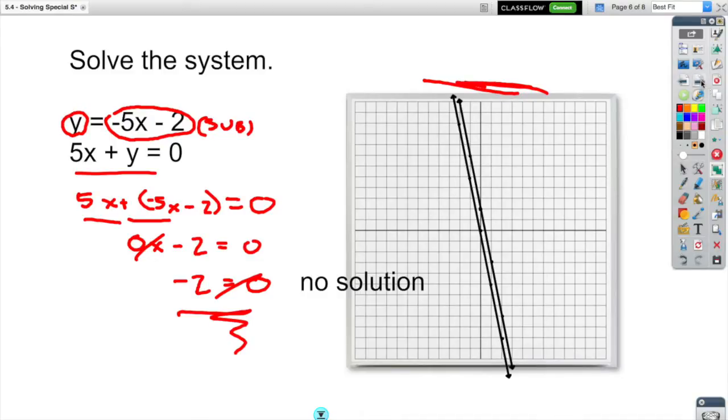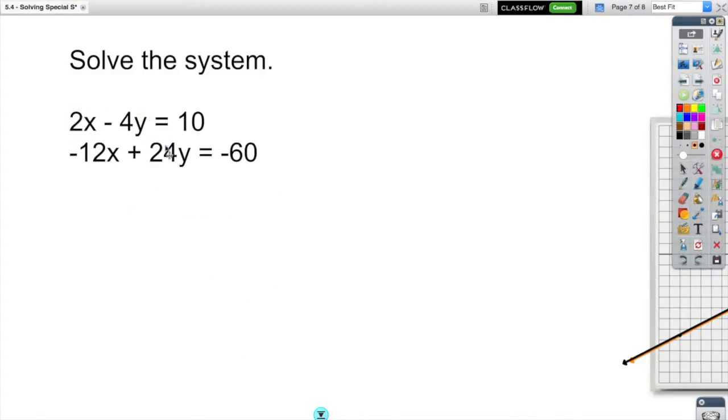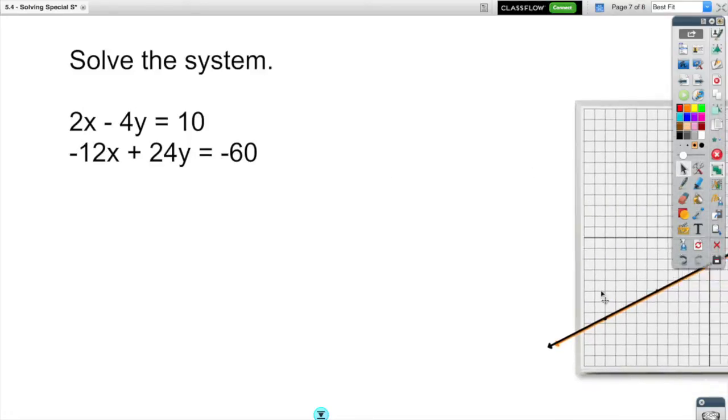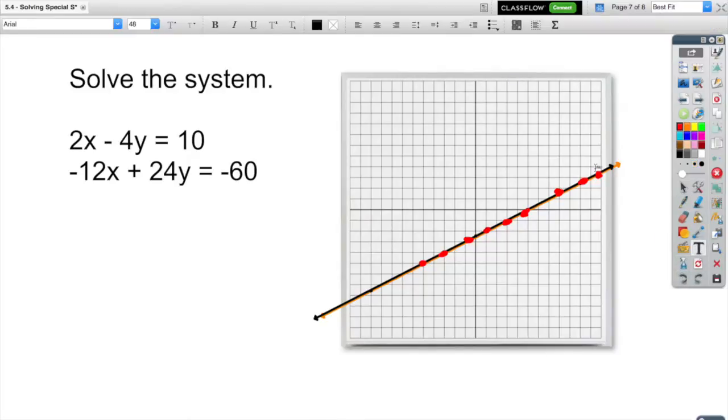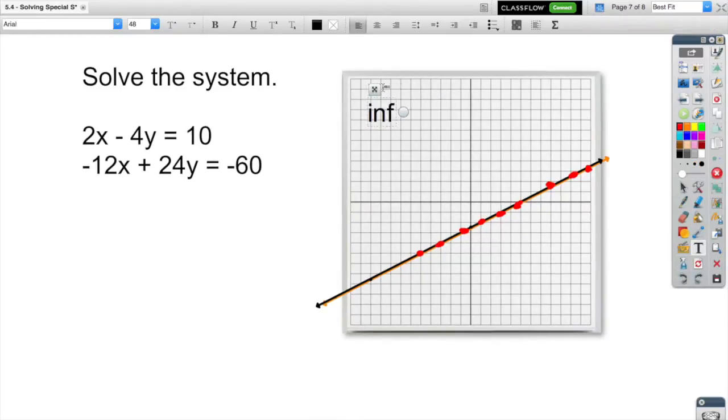All right, let's finish up with our other case. Here's another system. And again, what I've gone ahead and done is I've graphed it. It might be a little hard to see in the video, but what I've got here is one line in black and then a second line in orange, and they're directly on top of each other. So pretty much they intersect everywhere. Every single point along these two lines is a solution because they're shared by both graphs. So this is a case where we get infinitely many solutions.